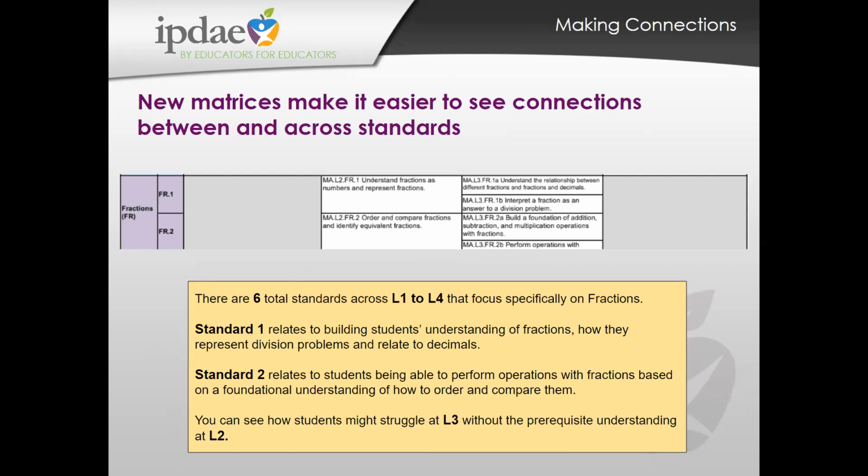we can see here how, in order for a student to be able to build a foundation of addition, subtraction, and multiplication operations with fractions, which is what they're doing at level 3, they first have to know how to order and compare fractions and identify equivalent fractions, right? And haven't we all had students who struggle with really being able to add or subtract fractions because they're unable to actually rewrite fractions with like denominators, right? So you can see very much how the work of level 3 builds upon the work of level 2 here.